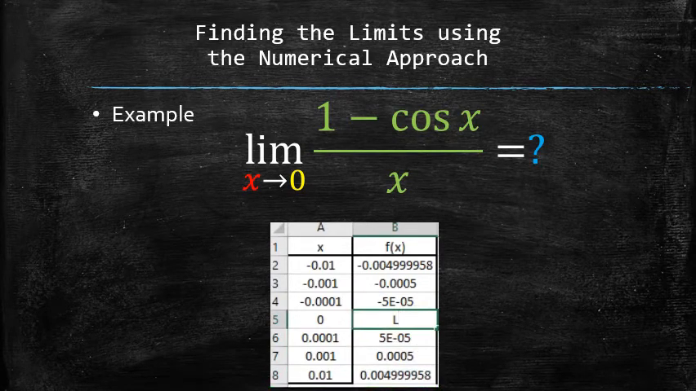Now, the pattern is pretty obvious as the numbers on both sides approach 0. So we found the limit using the numerical approach.